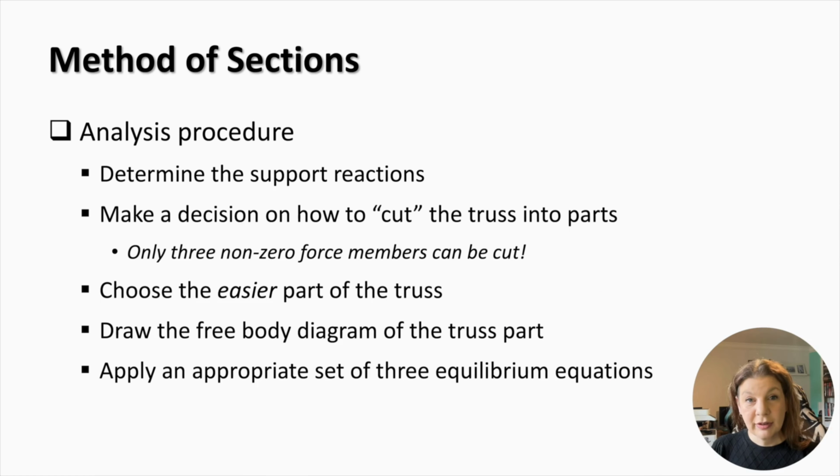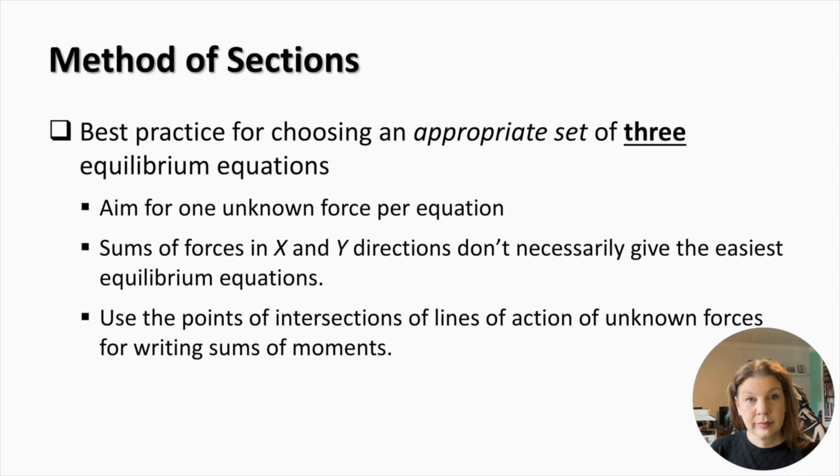The analysis procedure for the method of sections can be summarised as follows. First, the reaction force should be determined. Second, the truss is cut into two parts, considering that only 3 non-zero force members can be cut. The easiest part to solve is selected, and the internal forces in the members cut are applied. An appropriate set of equilibrium equations is selected. The equilibrium equations should be selected using the following guidelines. Each equilibrium equation should have only one unknown. The sums of forces do not necessarily give the easiest equilibrium equations, and points of intersection of lines of action of unknown forces should be selected for writing sums of moments.